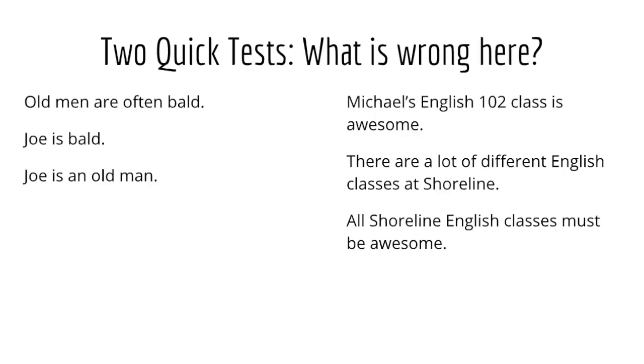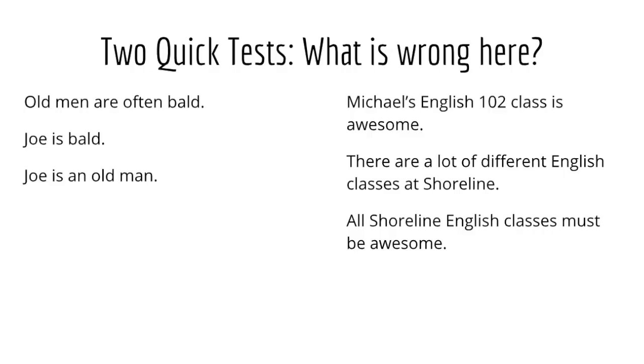So let's look at the logic here. Old men are often bald. That's my basis. Joe is bald. Therefore, Joe is an old man. Well, those first two things might be true, but the third may not be. Joe may be a young man. Or, Michael's English 102 class is awesome. There are a lot of different English classes at Shoreline, therefore all Shoreline English classes must be awesome.